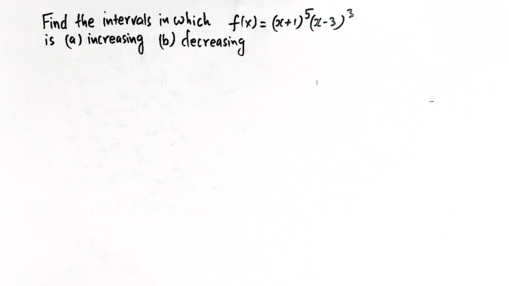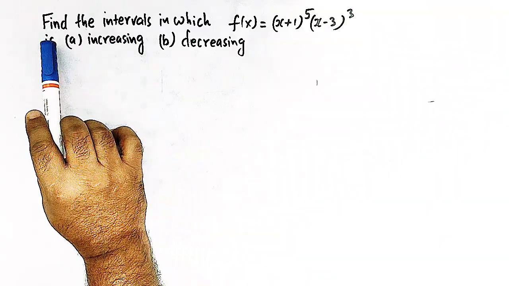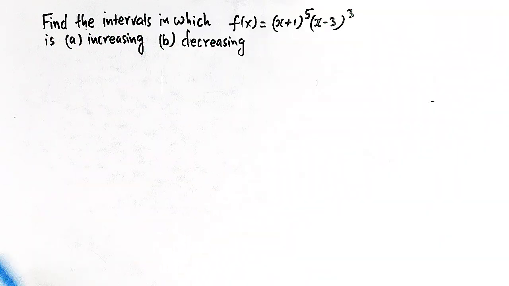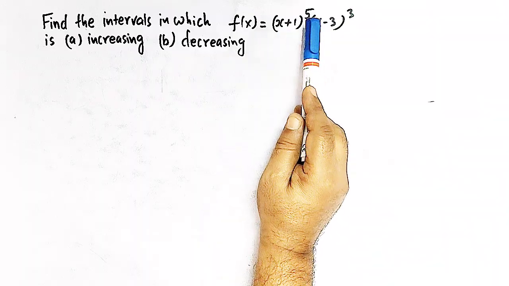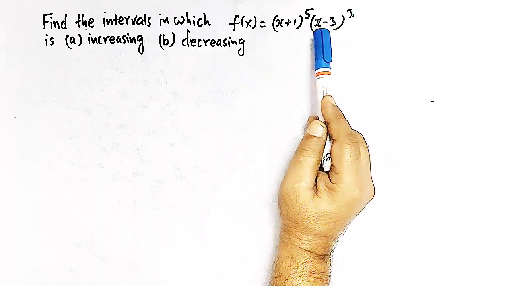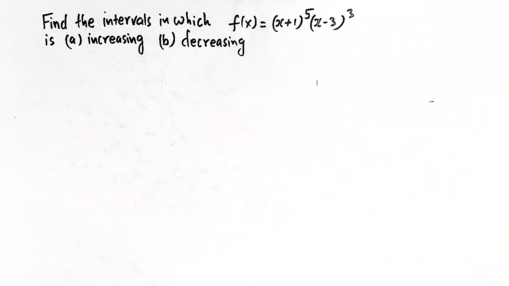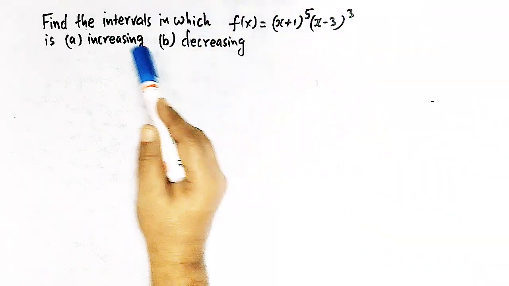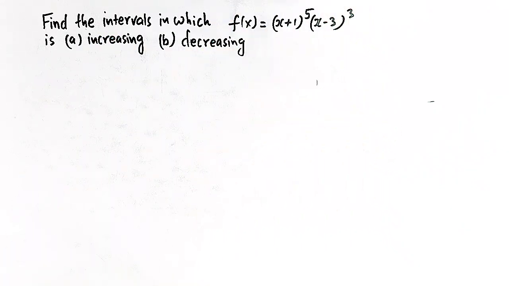Hello, viewers. In today's session, we are going to discuss another important problem from increasing and decreasing functions. Here we have to find the intervals in which the function f of x, which is equal to (x + 1)^5 (x - 3)^3, is increasing and decreasing. So we have to find out the intervals where this function increases and decreases.